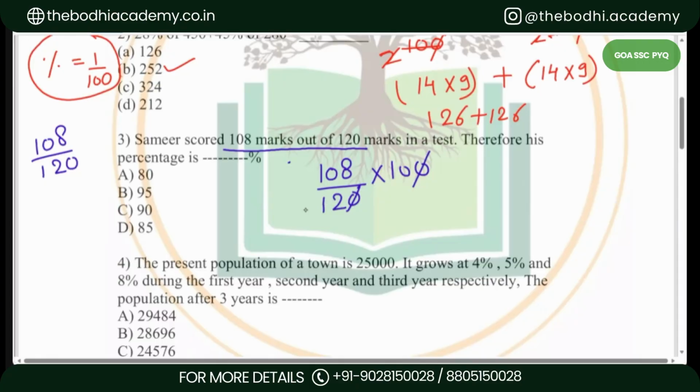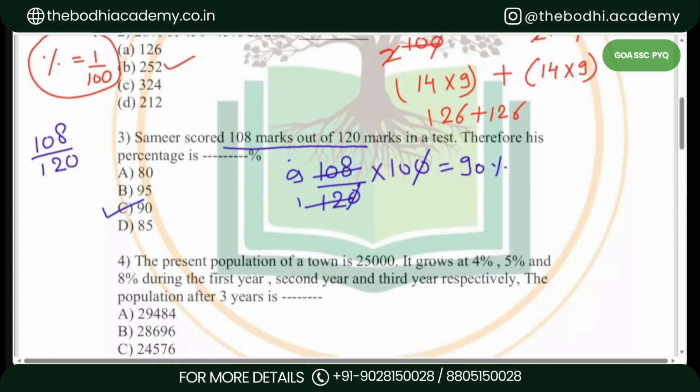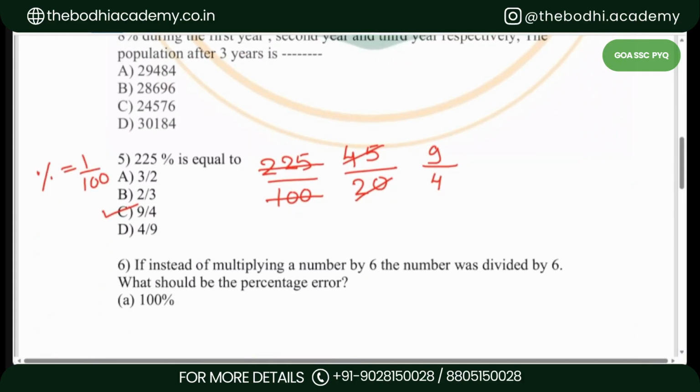12 ones are 12. 12 nines are 108. If you cut directly by 9, 12 nines are 108. We can directly cut it by 9. And 9 into 10 is 90%. So the percentage, 90%, is the answer. It is directly written. Directly we can cut the question.